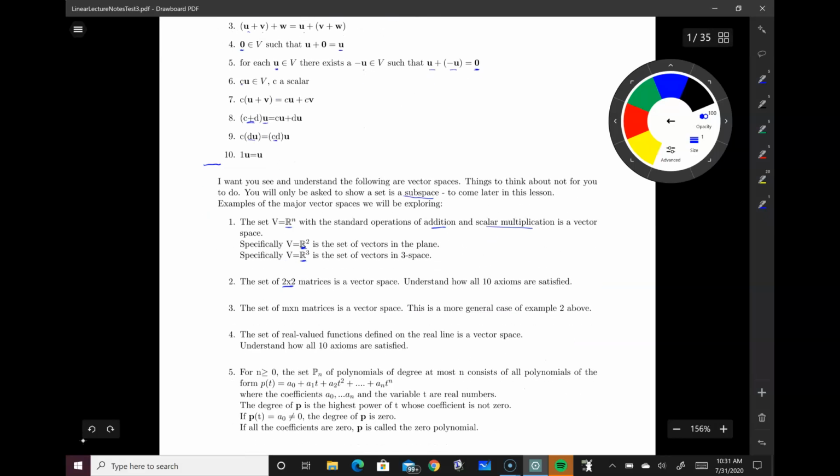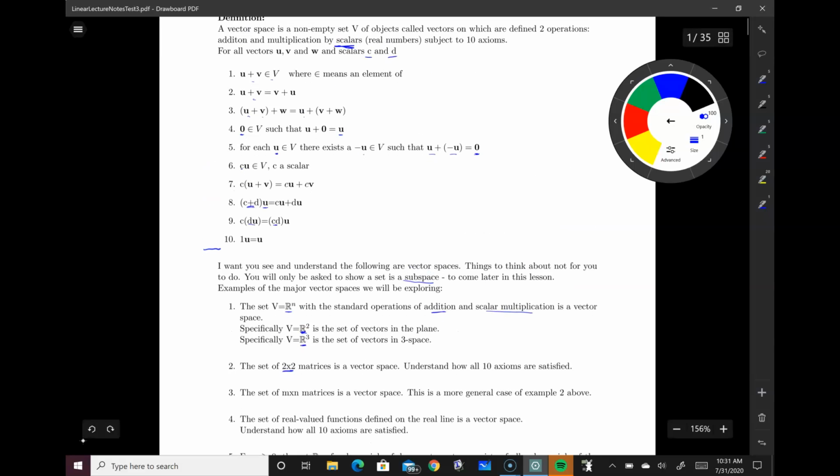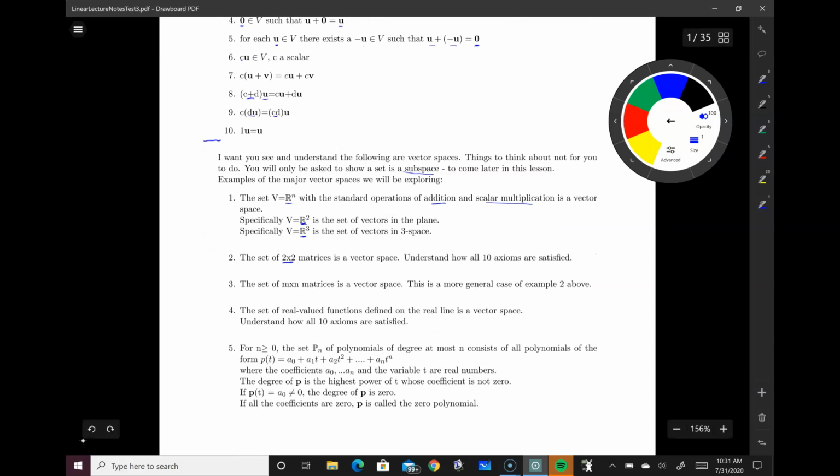Just quickly looking over, yeah, that's how it is. It doesn't say anything about multiplication of matrices, just scalar multiplication, because that's a big deal. So the set of m by n matrices is a vector space, and this is a more general case of the previous one.